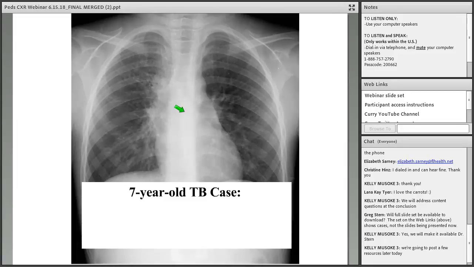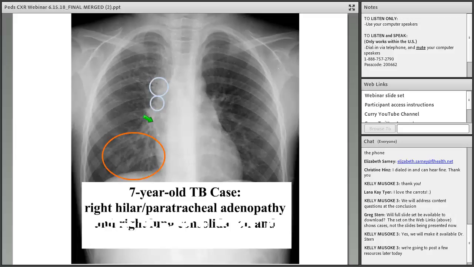This is a 7-year-old patient with TB. Here, the hilum is very irregular. You can actually see consolidation or opacity right here above the hilum. And then at the hilar region, you can see that it's a little bit denser. That's also a sign of adenopathy. And more inferiorly, you can see that the patient also has a distal small nodule in the right lower lung.